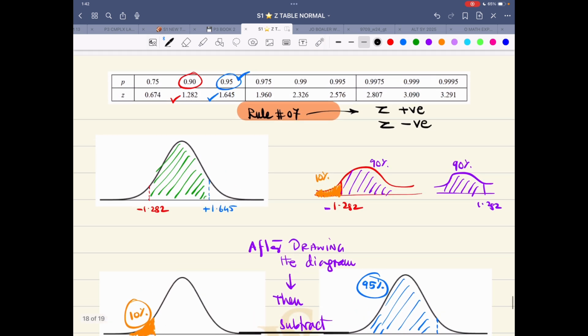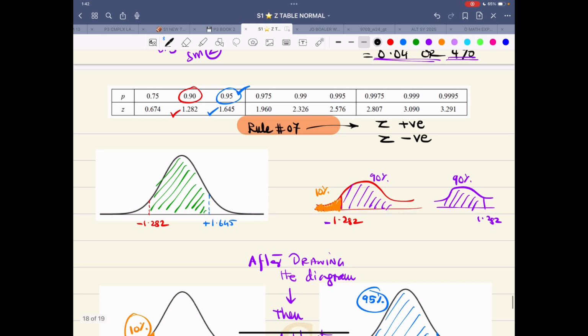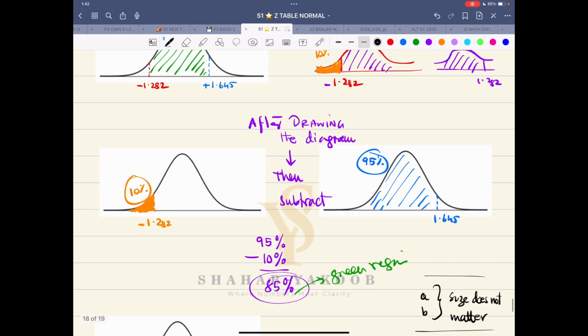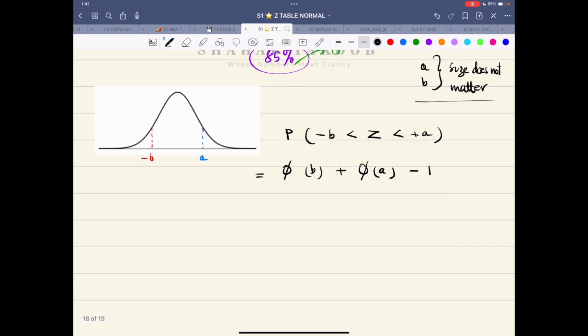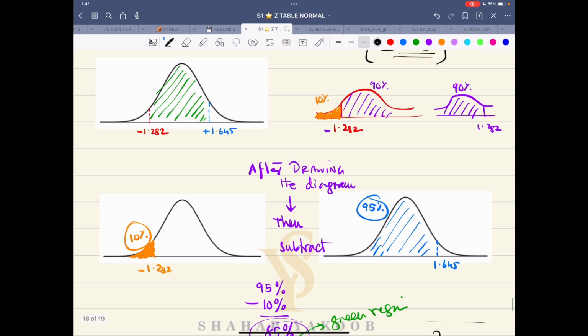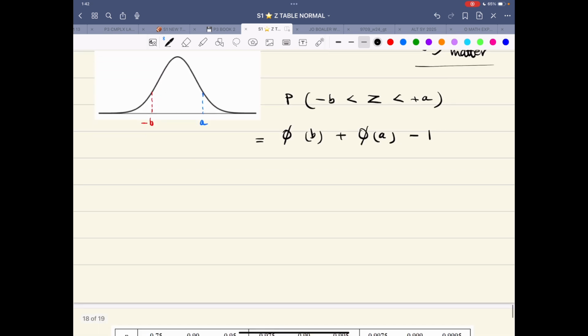So we are talking about rule number 7. Between two z values, of course, it's going to be lesser than a positive and greater than a negative. So probability Z lies between negative B and positive A, probability lying between these two values, is phi of B plus phi of A minus 1. That is the rule. This is rule number 7, without showing any working, just doing everything correctly.